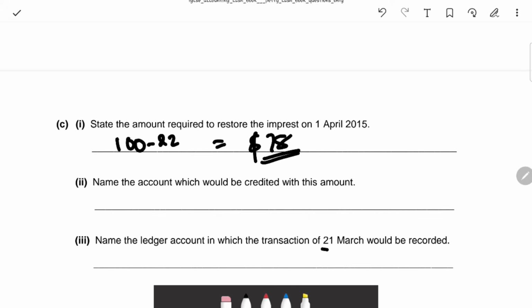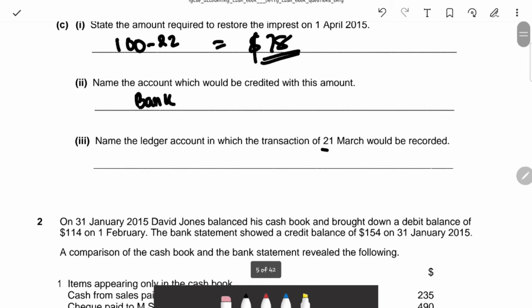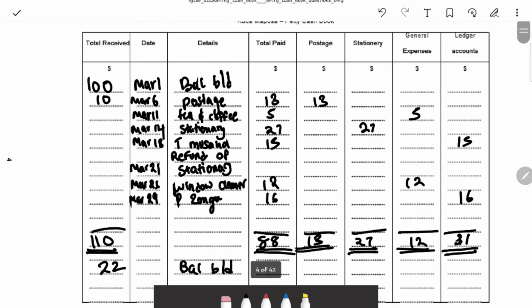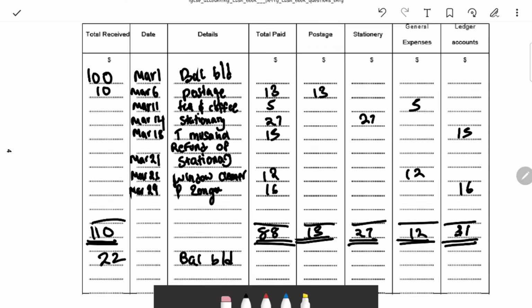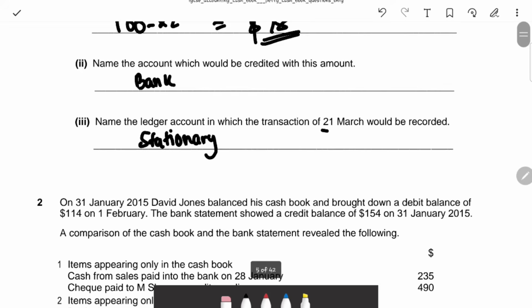It says name the account which would be credited with this amount. That would be the bank, because we are restoring it, or you can also say cash. Bank or cash would be correct. It's saying name the ledger account in which the transaction of 21st March would be recorded. So we go to 21st March, it's stationery, and we're receiving stationery. So that would be on the debit side of stationery. So stationery, because we're getting the stationery.